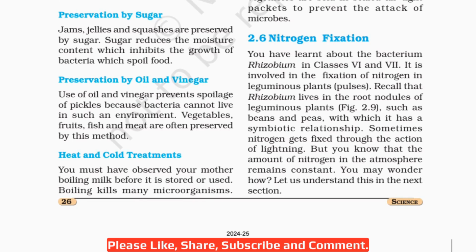Then preservation by oil and vinegar. Use of oil and vinegar prevents spoilage of pickles because bacteria cannot live in such an environment. That is why mustard oil and vinegar are used in making pickles. Vegetables, fruits, fish and meat are often preserved by this method. So vegetables in the form of pickles, mango, lemon, green chilies, are preserved by the use of mustard oil, and it prevents the spoilage of these pickles.